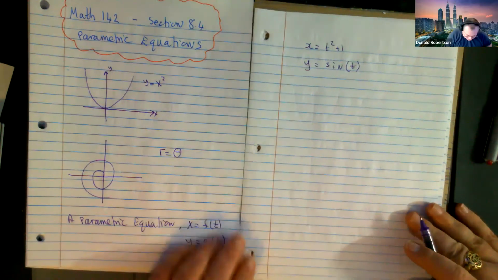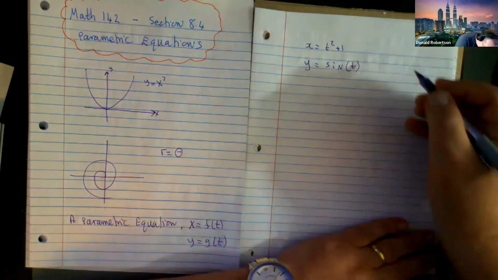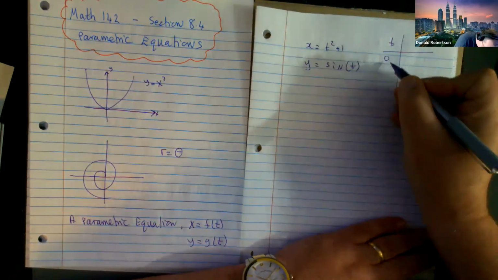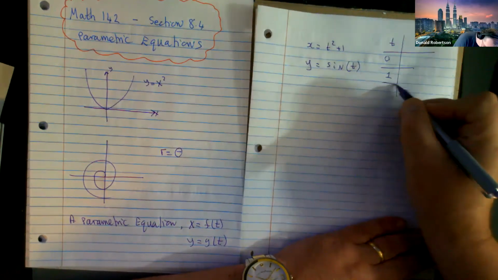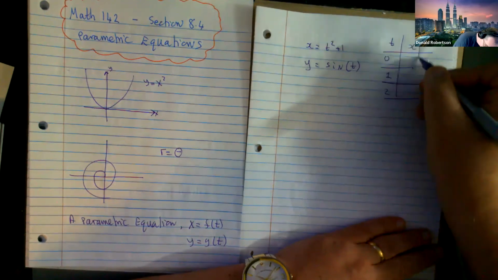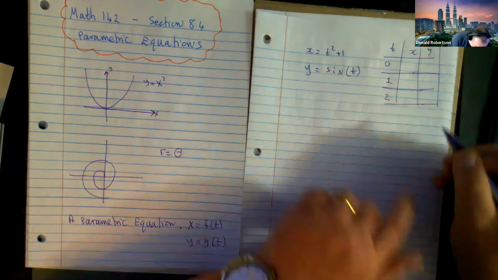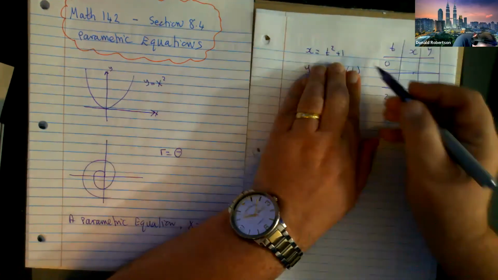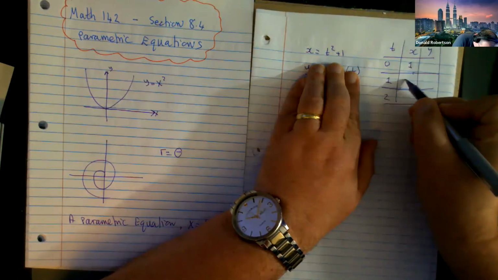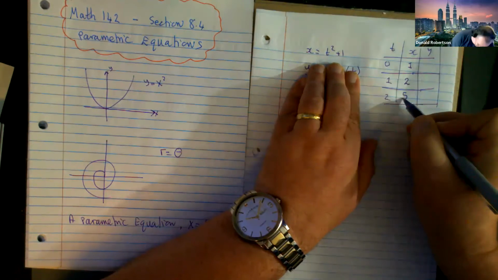Now, thank goodness there is technology, but if you didn't have technology, the quick way is that you choose various values for t, and then you would find the x coordinate and the y coordinate using this formula. So for instance, when t is 0, the x coordinate is 1. When t is 1, the x coordinate is 2. And when t is 2, the x coordinate is 5.